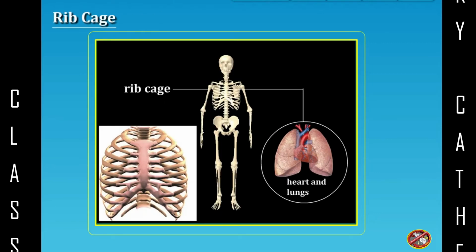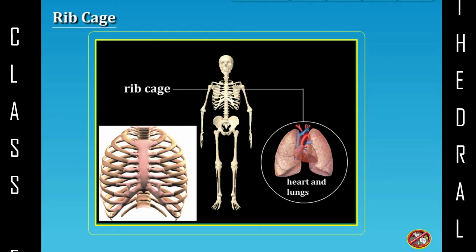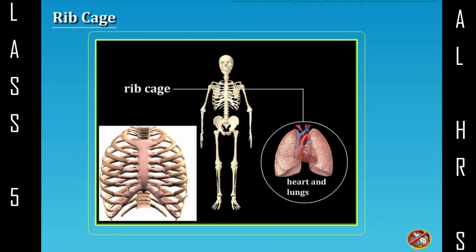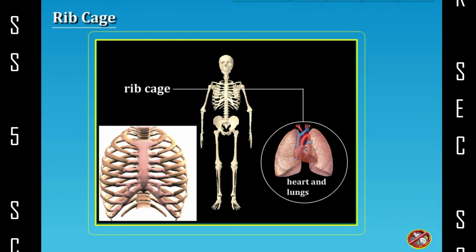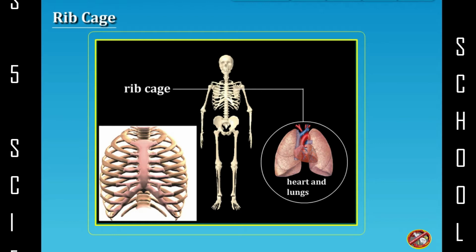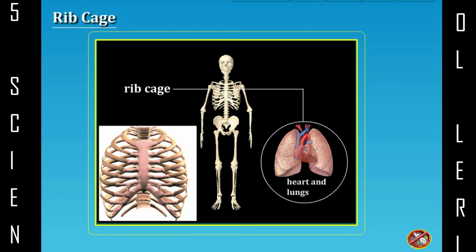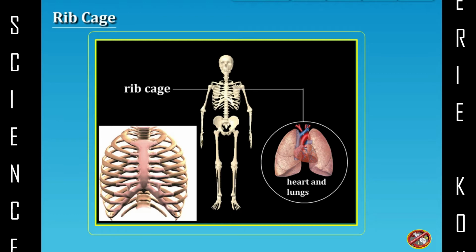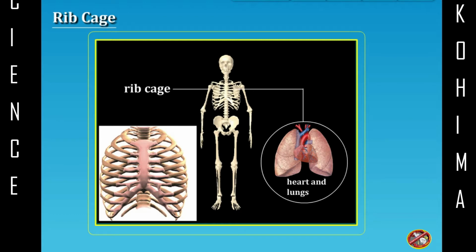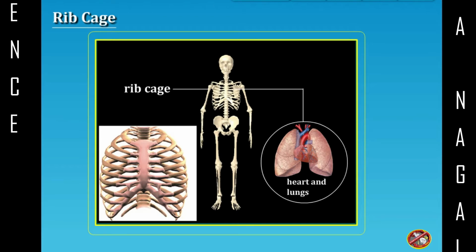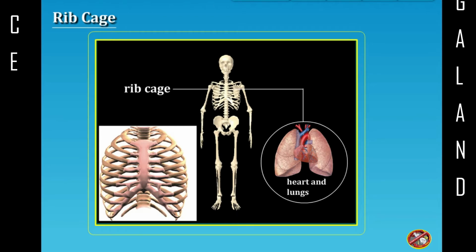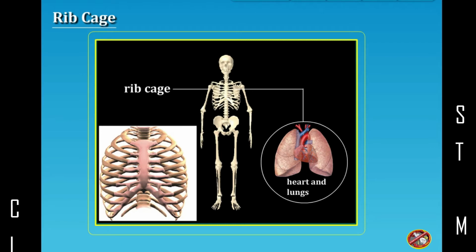Rib cage. Ribs are thin and curved bones. They make a cage around our chest. This cage of bone is known as rib cage. It protects our heart and lungs. There are 12 pairs of ribs in the rib cage. The last 2 pairs of ribs are free and called floating ribs.